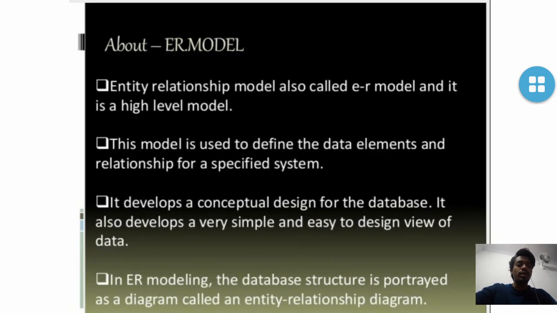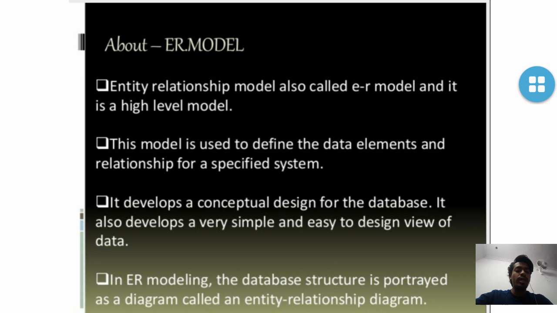About the ER model: the entity relationship model, also called the ER model, is a high-level model. This model is used to define the data elements and relationships for a specified system. It develops a conceptual design for the database. It also develops a very simple and easy to design view of data.